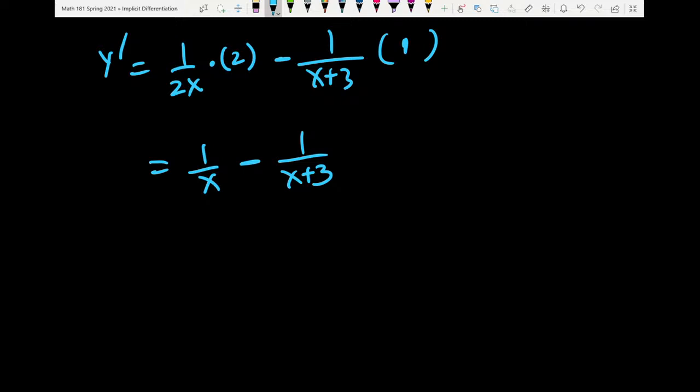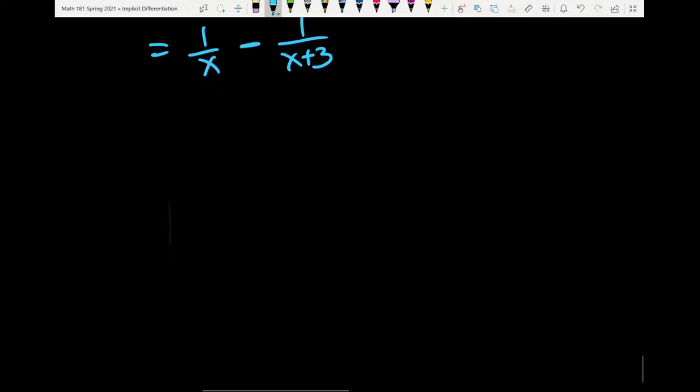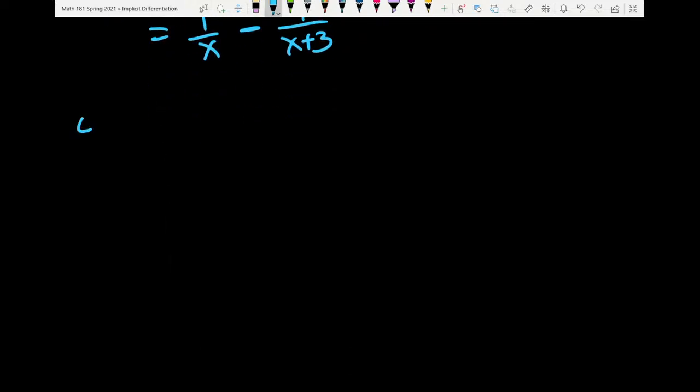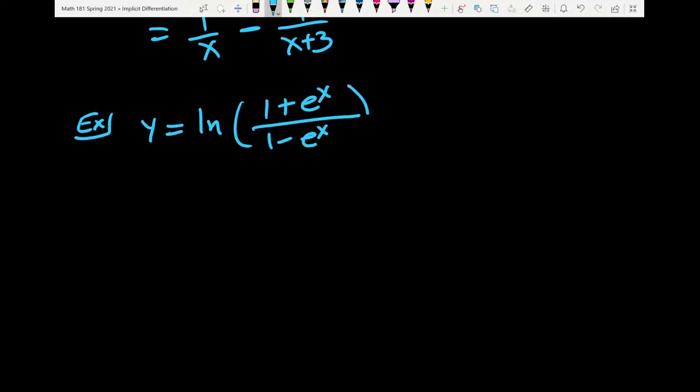All right, let's try this one. I see no questions right now, which is good. Natural log of 1 plus e to the x over 1 minus e to the x. Find y prime.